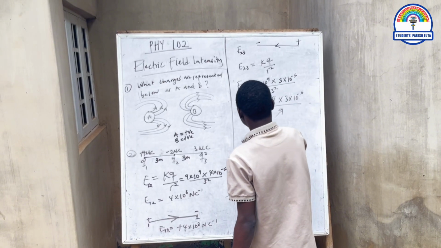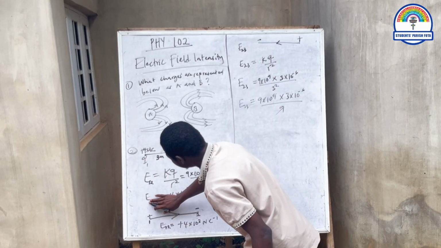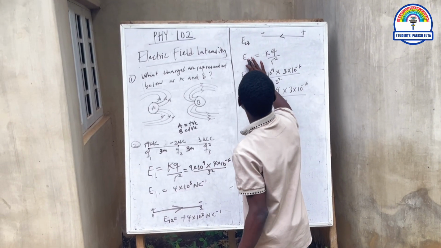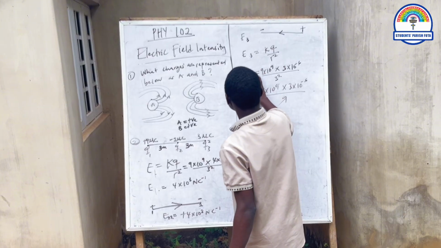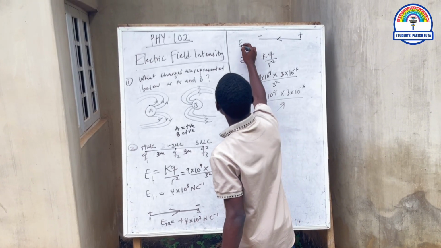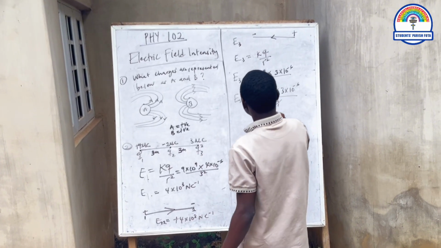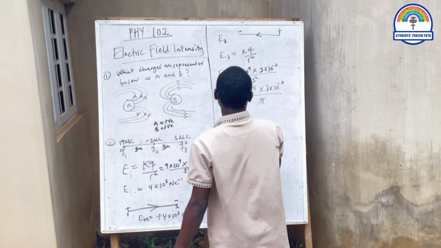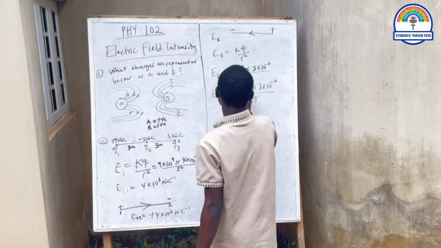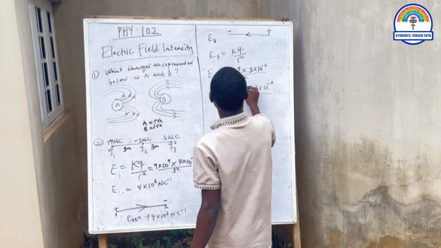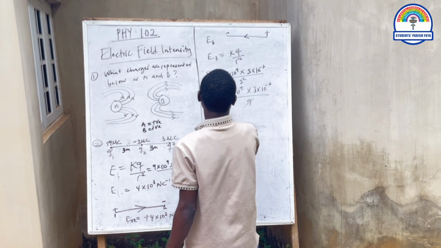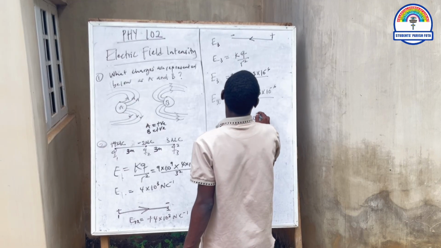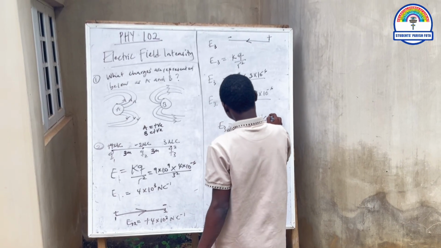Or you can call it E1, E3, anything, just naming it any way you want to name it, E3. So the effect of 3 on this, the effect of 1 on this. So E3, the 9 cancels 9, and you have E3 as the electric field intensity, 3 times 10 raised to the power 3 Newton per coulomb.